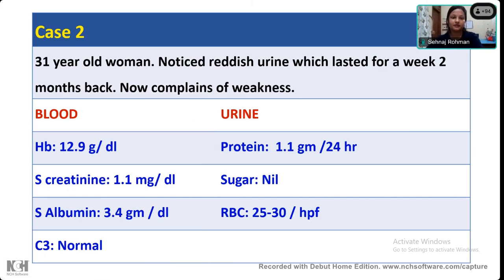So a 31-year-old woman noticed reddish urine which lasted for 2 weeks, 2 months back, and now complains of weakness. On blood examination, hemoglobin is normal, serum creatinine is normal, serum albumin is normal, C3 is also normal. So what is abnormal? Sir, serum albumin is a little bit on the lower side. I mean, 3.4, you can just give the benefit of the doubt, no? Yes, sir. There is mild proteinuria, I would say.